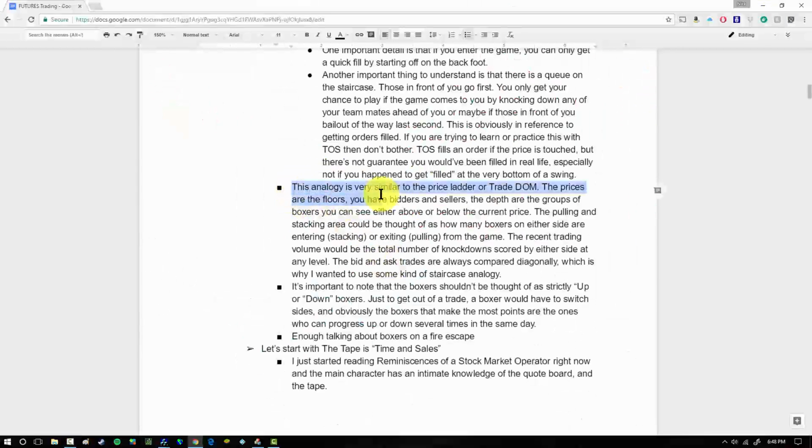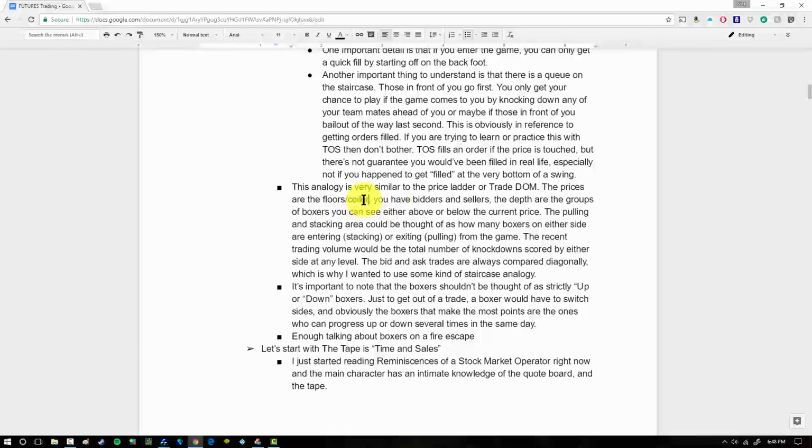So back to reading. This analogy is actually really similar to the price ladder or the trade DOM, or dome. So that stands for depth of market. The prices are the floors, or the levels, I should say, because every floor is technically a ceiling, right? You have bidders and sellers. The depth that's on the graph or on the ladder are the groups of boxers you can see either above or below the current price.